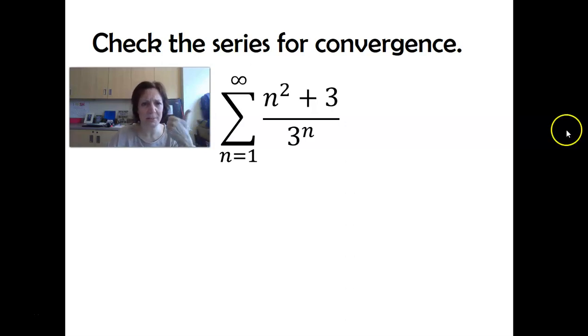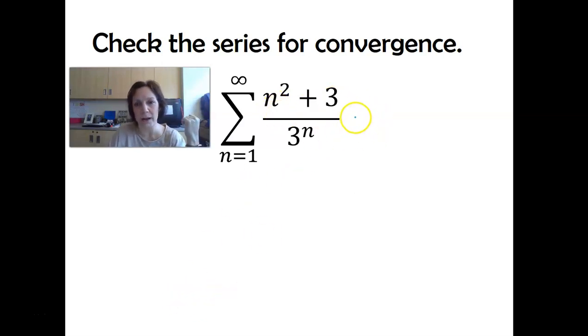Is it a geometric series? Not a chance. I got excited. There was a 3 to the n down here, but then this n squared plus 3 ruined everything. Is it a p-series? No. To be a p-series, I would need n to the power down here, and there certainly wouldn't be an n up top. How about the nth term test? Does it fail the nth term test?